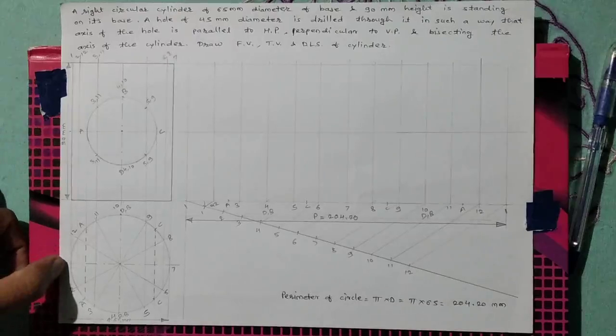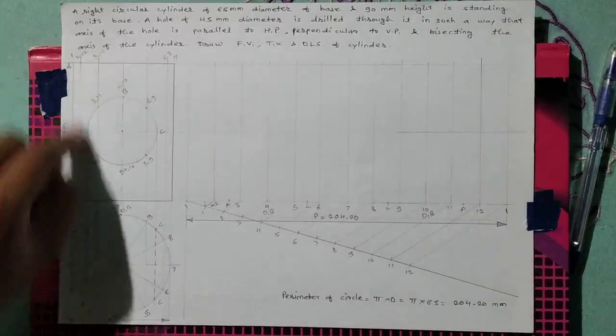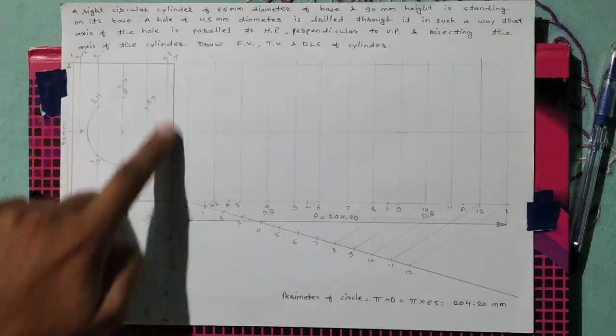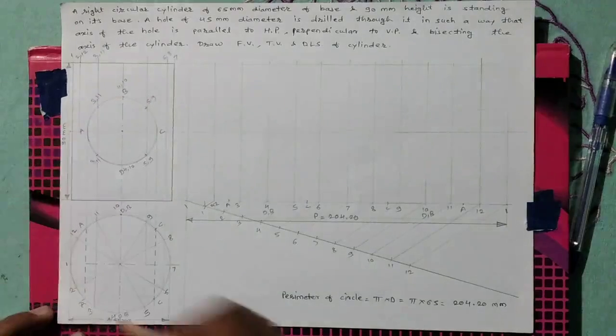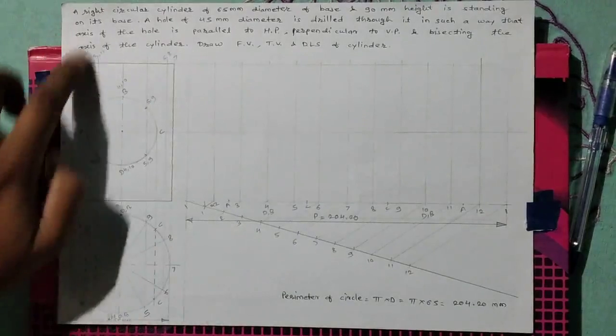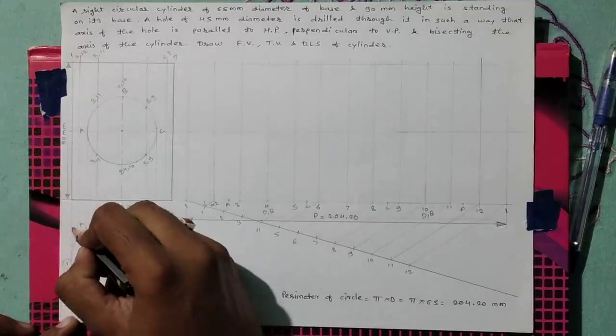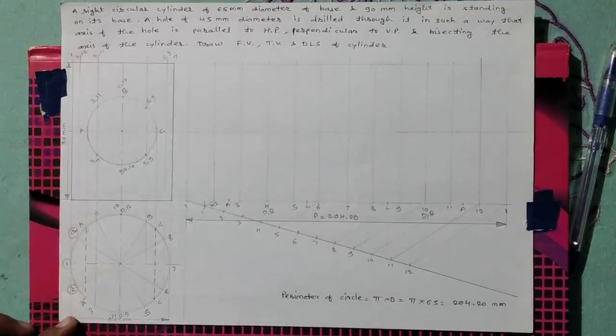Then there is point 1. This projection line of 1 will not intersect this circle, therefore neglect this point. 2 and 12, there is also no intersection on this circle, therefore we also neglect these points 2 and 12.